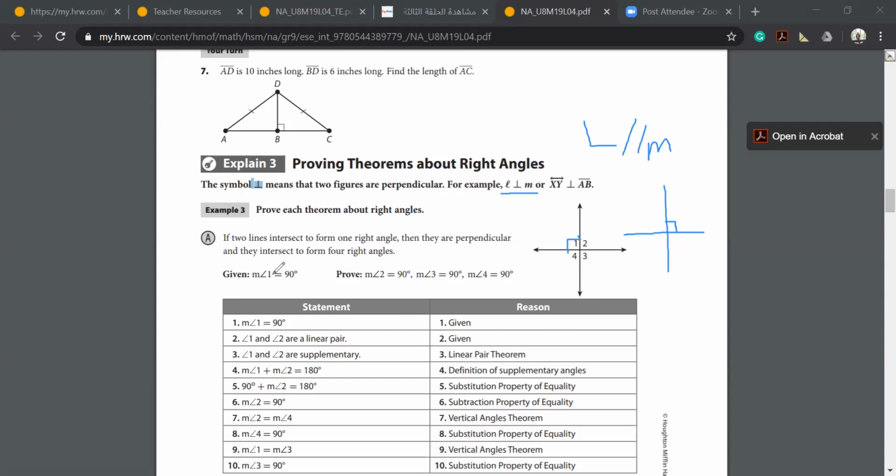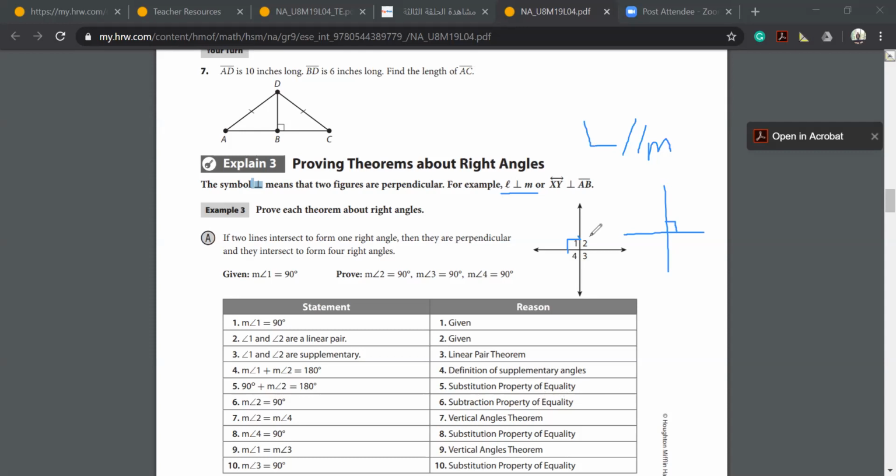Okay, let's substitute. He told me that measure angle 1 equals 90, right? Let's substitute it in here. So 90 plus measure angle 2 will be 180, using the substitution property of equality. And then let's shift 90 to the other side by the subtraction property of equality. 180 minus 90 will be 90. So we proved that measure angle 2 is 90 degrees using the what? Using the subtraction property of equality.